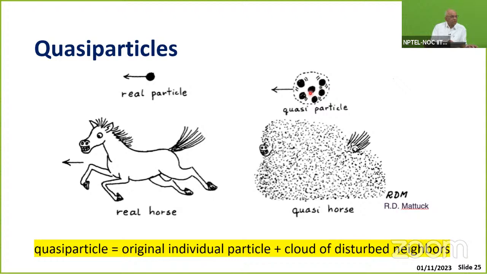That is, a quasi-particle, you see it only in a solid, right? As a free particle, there is no quasi-particle. But in a solid, the particle is no longer free. It is seeing other particles of its own kind, and also the lattice. So the original individual particle plus a cloud of disturbed neighbors gives rise to quasi-particles. And the quasi-particle behavior is a hallmark in quantum materials.